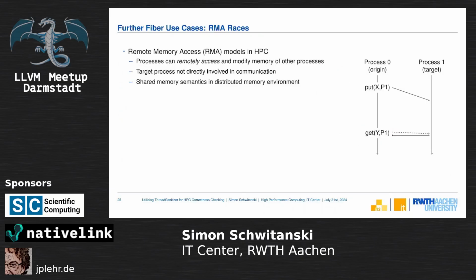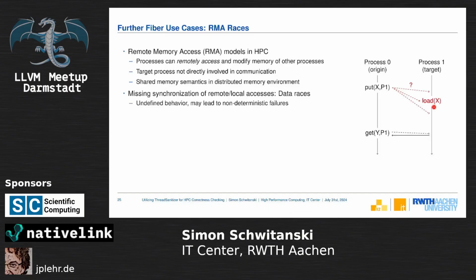Then the last use case I would like to talk about, because that's what I'm researching, is RMA races. Those of you that know MPI maybe also know MPI RMA. In MPI RMA, you have processes that can remotely access the memory of other processes. That means you have process 0 here that can directly read the memory of other processes, although they do not share memory. And the nice thing is that the target process is not involved in that communication as it would be for MPI send and MPI receive. So you have some kind of shared memory semantics in a distributed memory environment.